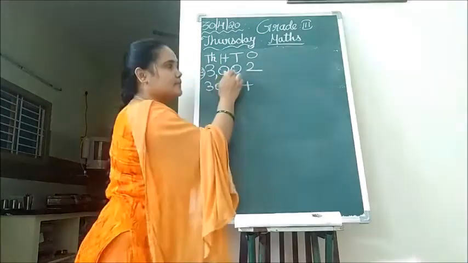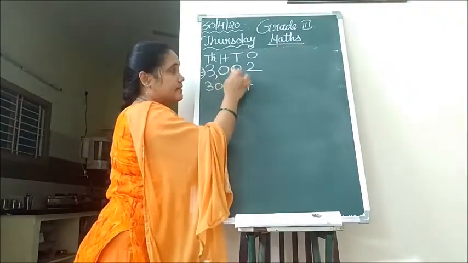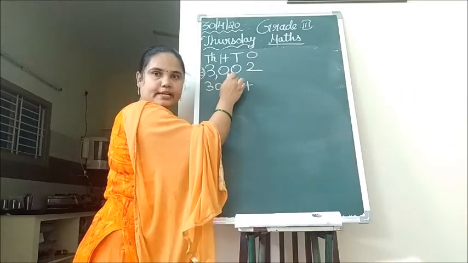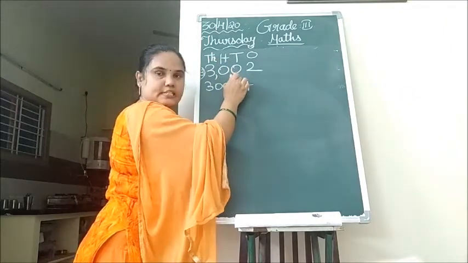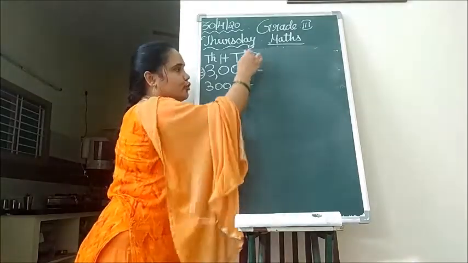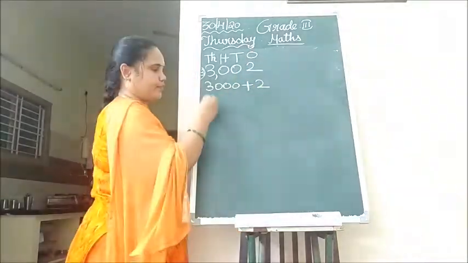See, children, in hundreds place and tens place also 0 is given. So we know that the place value of 0 is 0. So no need to write the hundreds place and tens place. Now go to ones place. How many ones? 2 ones. So 2 ones, 2.